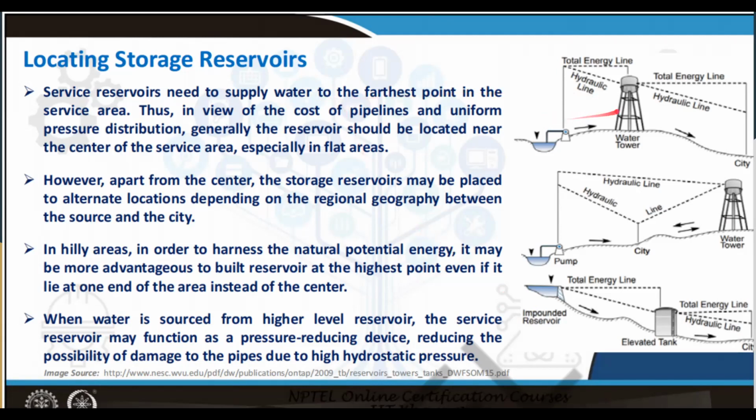So these are the 3 categories based on the location of the storage reservoirs. Storage reservoirs in the usual case can be provided at the center of demand. Secondly, it can be provided at a location which is at higher elevation. Thirdly, it can be provided at the downstream of a high level source. So these 3 conditions are what we are talking about over here. That is why you can see the option here.